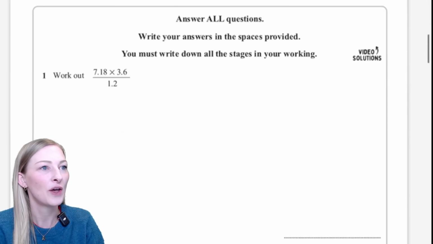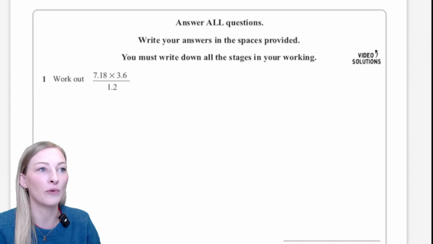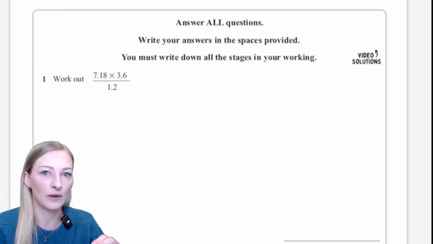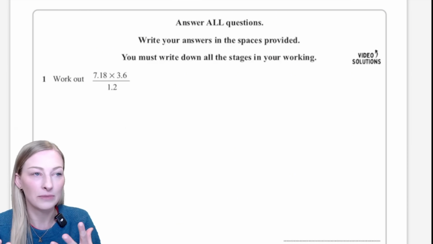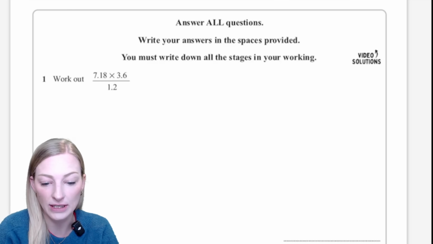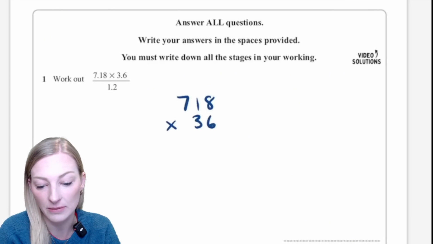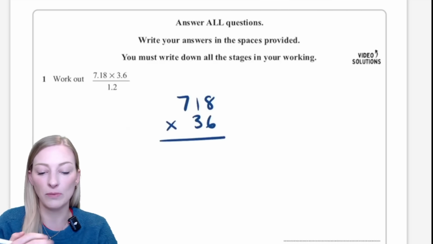Question number 1, work out 7.18 multiplied by 3.6 divided by 1.2. Now, if this was an estimate question, we would be able to round these numbers, but I'm not told to estimate here, I'm told to just work out. So we're just going to do this, and I'm going to do 718 multiplied by 36. I'm going to multiply these, I'm not going to worry about the decimal point till after.